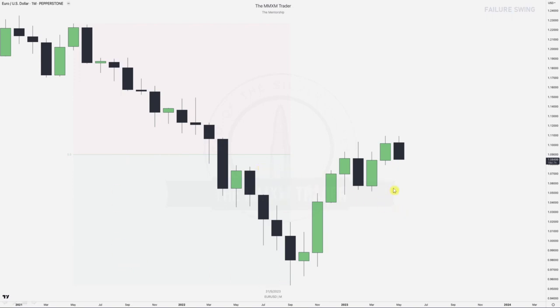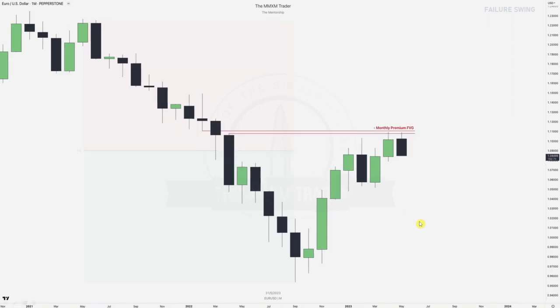So what did we hit recently? Did we hit a higher time frame PDRA? We've got this monthly premium fair value gap, right? So that's a perfect area where we can reject from, and on the lower time frame we can scout for an opportunity to get into a sell. So let's go to the daily chart.